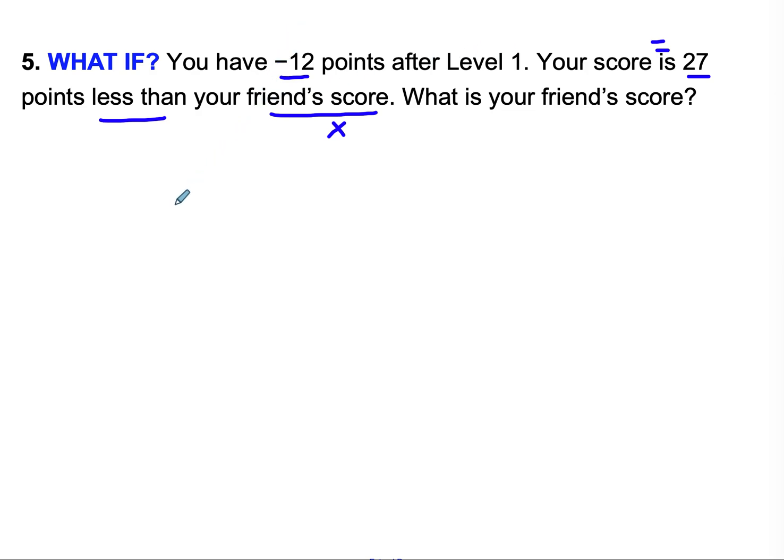Okay, let's check our answers. So I have negative 12 points. Negative 12 points equals 27 points less than. Remember, less than, that means I'm writing these things in the opposite order that they are in the word problem. X minus 27. Okay, so I've got a subtraction here. I've got to cancel it out with addition. So I'm adding 27.